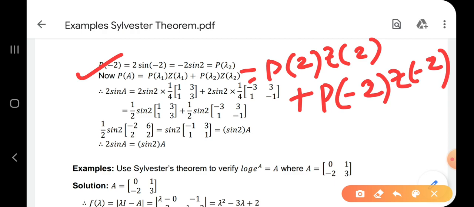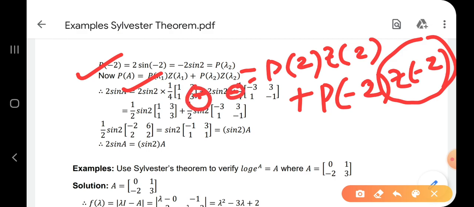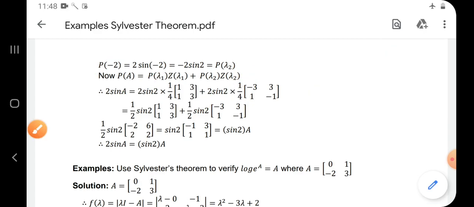Now put in the values. First one, P of 2, that is 2 sin 2, into z of 2. Z of 2 is 1 by 4 times 1, 3, 1, 3, which we have found. Plus P of minus 2, which is minus 2 sin 2, into z of minus 2, which we found is minus 1 by 4. So this minus and this minus become plus. Understood?